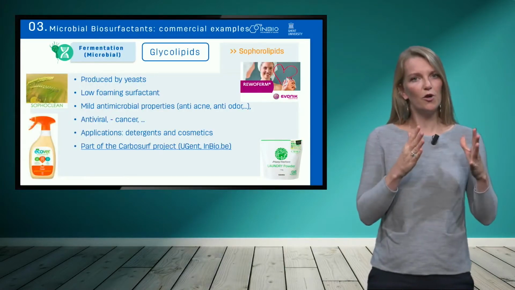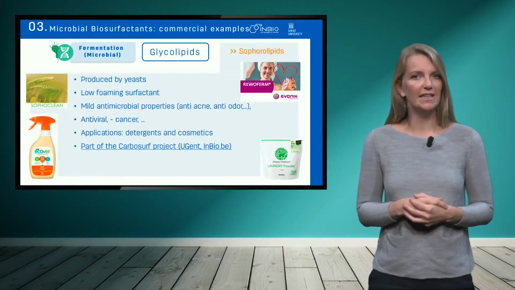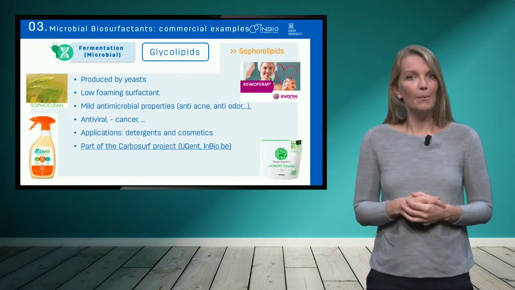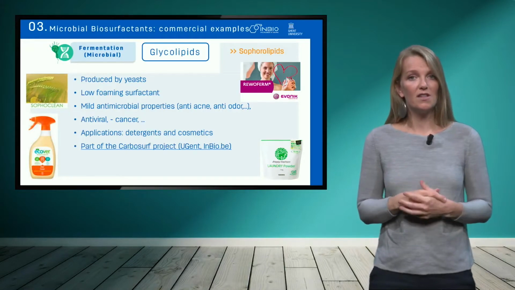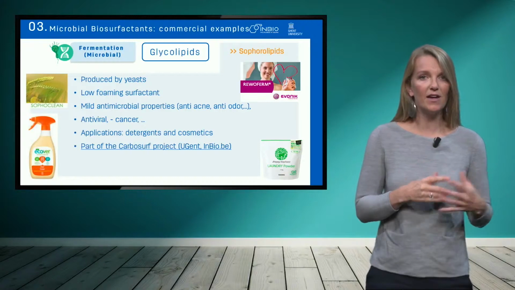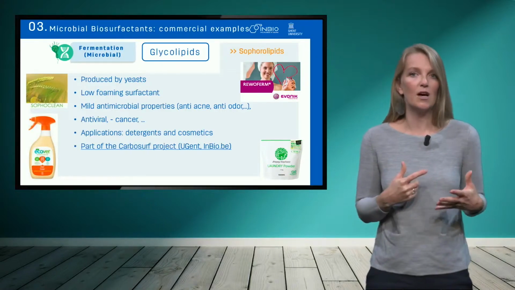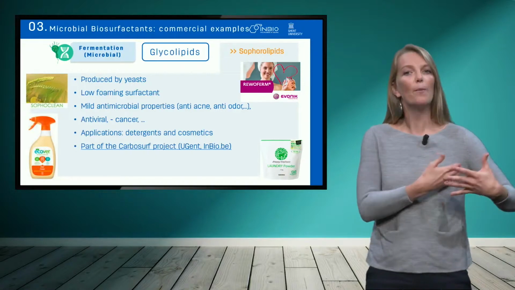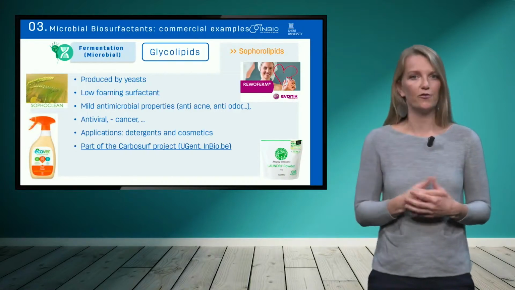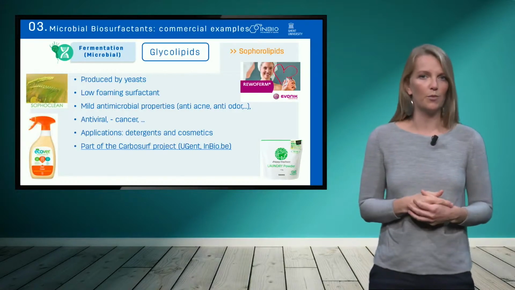Sophorolipids, so sophorose attached to a lipid, are produced by certain yeast species. They mainly find application in detergents and personal care applications due to the combination of their cleansing effects and their mild antimicrobial properties, for example against microorganisms causing armpit odor or dandruff. The wild-type mixture has mild to no foaming properties.